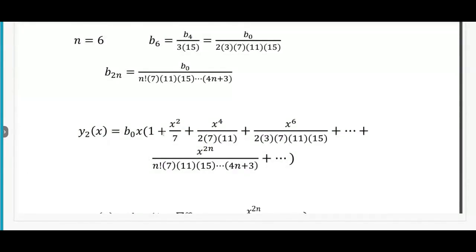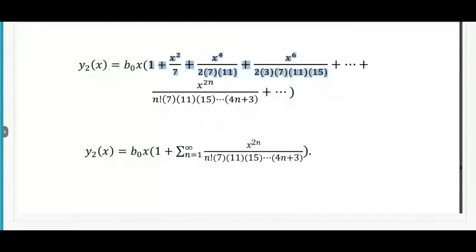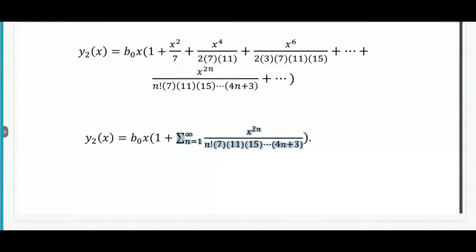So we have a solution, right? Write out a couple of terms like this. Write it out in summation sign like this. Any questions?